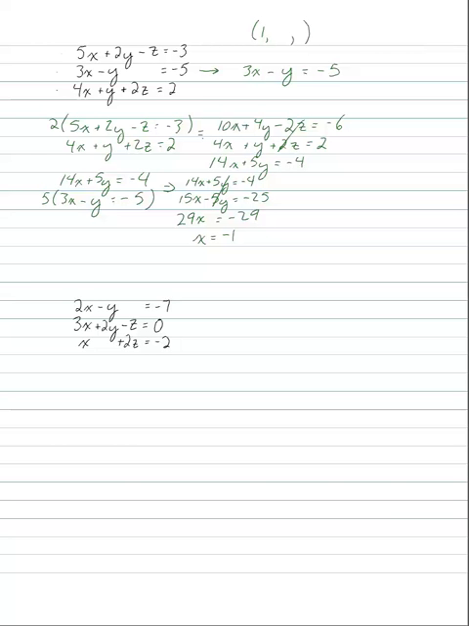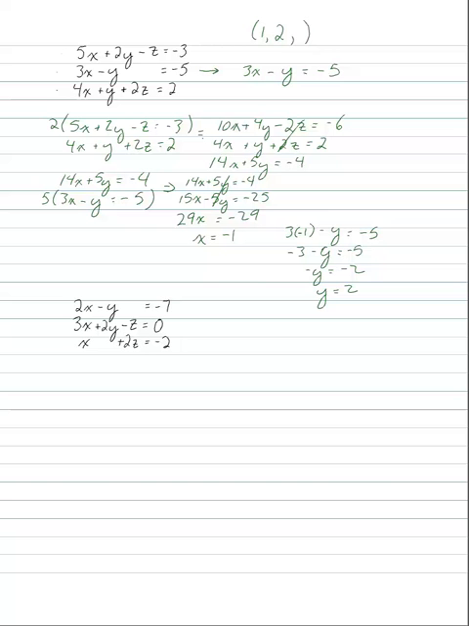Working backwards, it should be easier to find the y next. So I'm going to sub it into the second equation over there. So 3 times negative 1 minus y equals negative 5. So negative 3 minus y equals negative 5. Negative y equals negative 2. So y should equal 2.